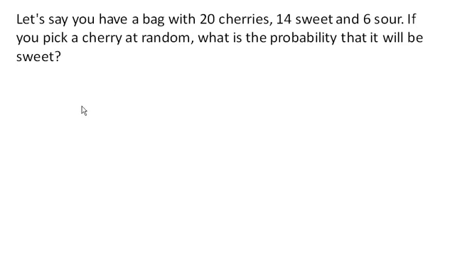So again, we say, out of all of the outcomes, how many ways can our event occur? In this case, in order to be sweet, there are 14 ways that we could end up with a sweet cherry, out of how many possible outcomes? Well, there are 20 possible cherries that we could have picked. So there's a 14 out of 20, or 7 out of 10, or if you wanted to, you could also say 70% chance, or probability, that our cherry will be sweet.